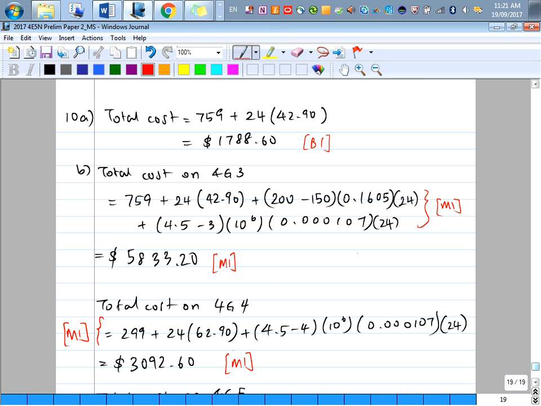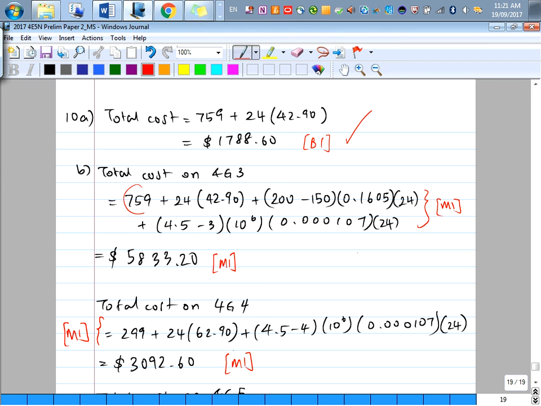Okay, so part A, quite okay. Many of you managed to get it already. The problem is for part B, how you present your answers neatly. Because there are a lot of numbers and multiplication and so on and so forth involved. So do it step by step. What is the total cost on 4G3 first?